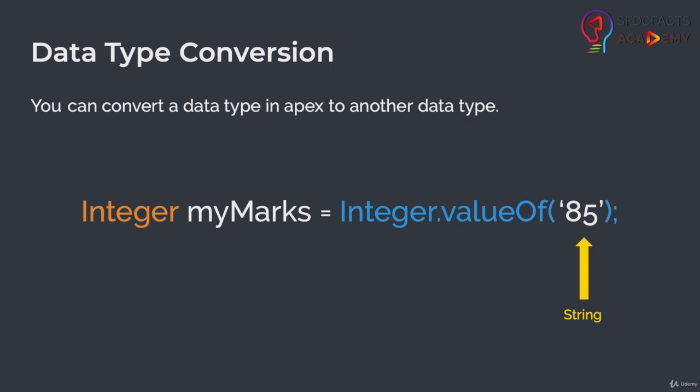And how are we converting a string to an integer? Using this valueOf method. The Integer class has a method called valueOf, which can convert the other supporting data type to the integer data type. This valueOf method exists on all primitive data type classes. So you will get a method on String as well, which is String.valueOf. You could also use Double.valueOf, Decimal.valueOf, Long.valueOf, Boolean.valueOf, and on all other data types as well. So let's head back to our developer console and practice some data type conversion.